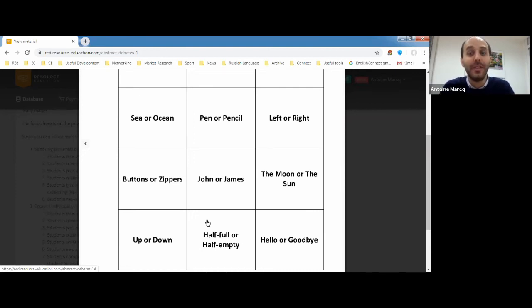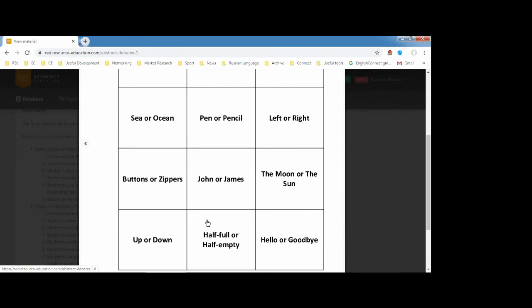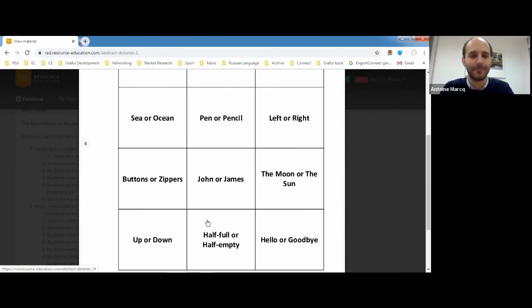Students can really brainstorm loads of ideas on why John is better than James, on why up is better than down. The opinion of the students doesn't matter. In these debates, the opinion does not matter. It's all about the art of argumentation. Anybody can argue that left is better than right, or the opposite, in a successful way.